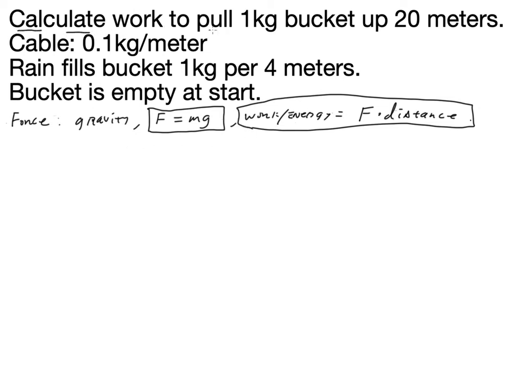We're going to calculate the work to pull up a 1 kilogram bucket up 20 meters. The cable that we're going to be using is 0.1 kilogram per meter. This bucket's going to start out empty, but the rain is going to fill the bucket at 1 kilogram per 4 meters. All right, so let's just draw a quick picture of what this looks like.